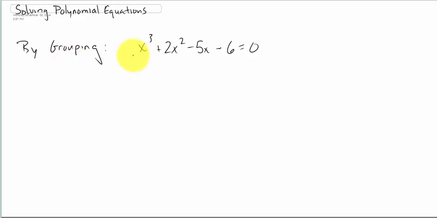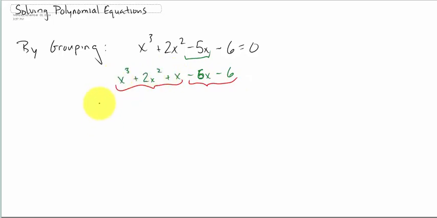So what I'm going to do is split apart this minus 5x. I'm going to rewrite this as x cubed plus 2x squared plus x minus 6x minus 6. So you might ask, why would I want to do that? Well, bear with me here. Now I'm going to group this into two groups.